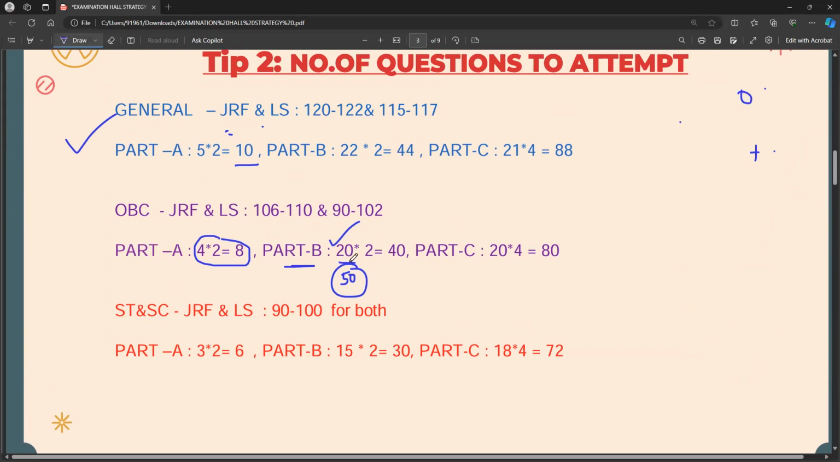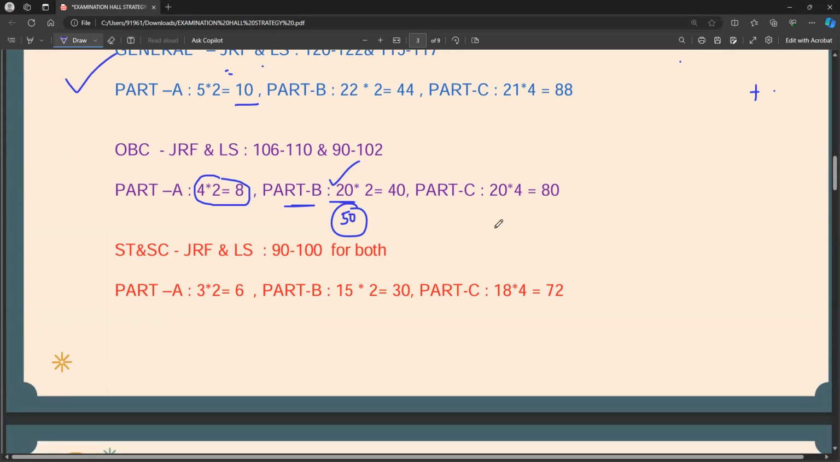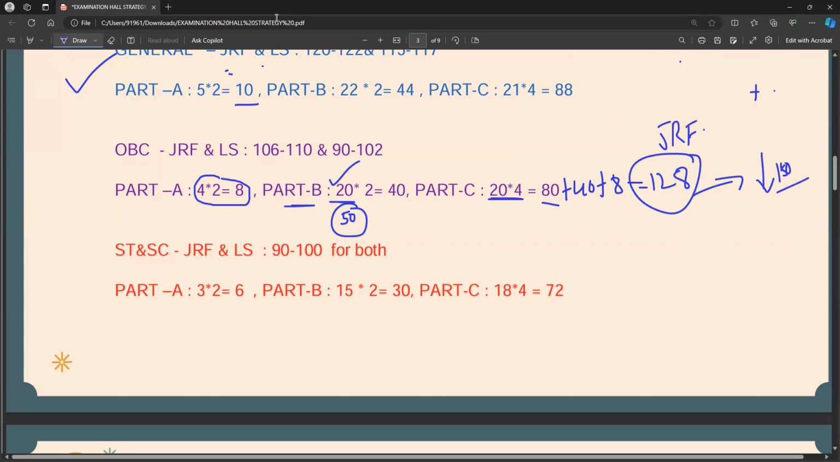So OBC students have to identify another 10 easy questions. Then in Part C, you have to answer 20 questions, compulsory. So here 80 plus 40 plus 8, 128. If an OBC student gets 128 for the JRF I am talking about, his all India rank will be below 150. There is no doubt about it. And if it is LS, if he or she gets 128 marks for LS, I am saying undoubtedly their rank will be below 75 for the OBC candidate.